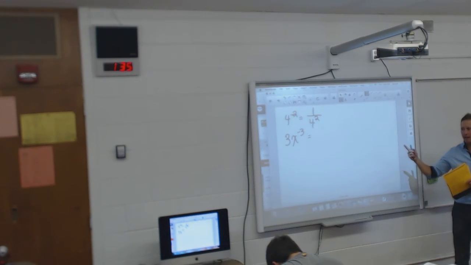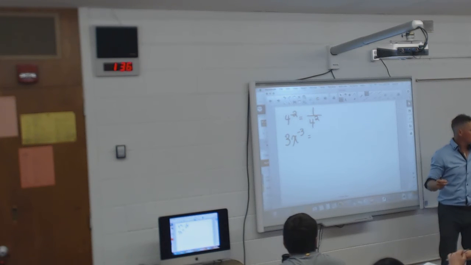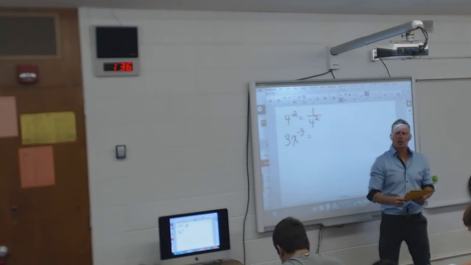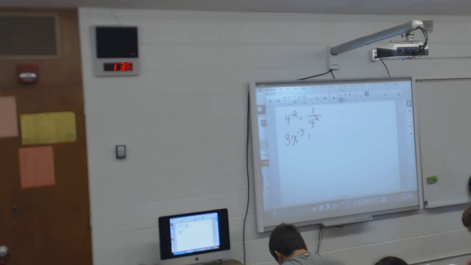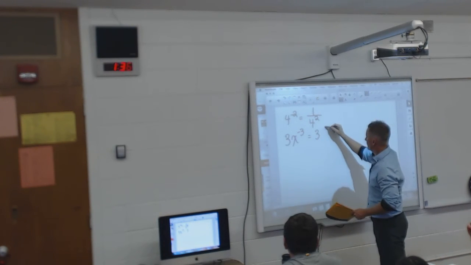Okay, but what about the 3? Put it under. Distribute. You're very close. Yeah, you're very close. I think I know what you're saying. Okay, so if I just focus on the x right now, it would look like this. Now don't write this down. It would look like this.